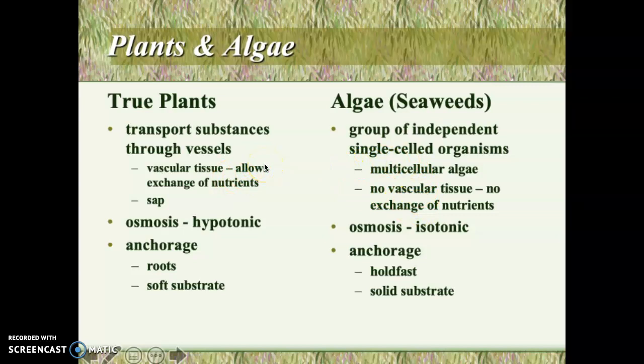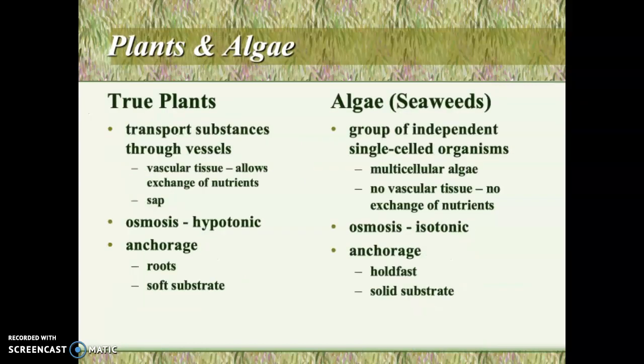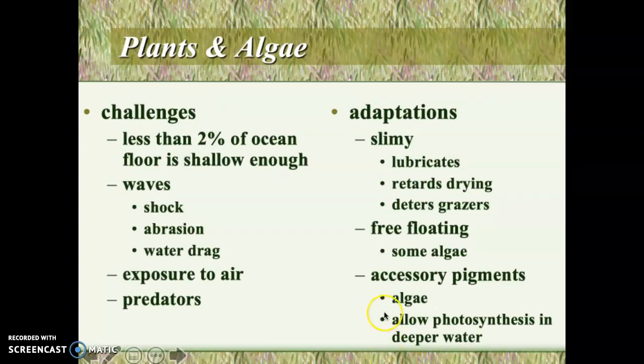Most of what you would call seaweeds or plants that you see in the water are actually algae, especially in the ocean. True plants have osmotic issues when they're in the ocean, and they also need a soft bottom in which to sink their roots. Algae do not have roots. They actually stick to the bottom, and so they need a solid bottom to hang on to. Some of the algae actually are free floating.